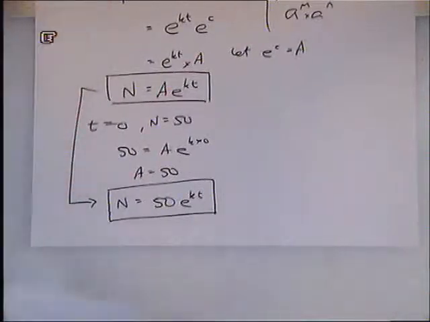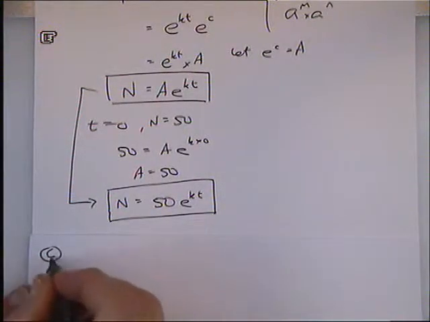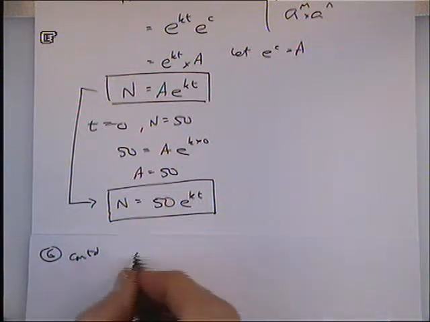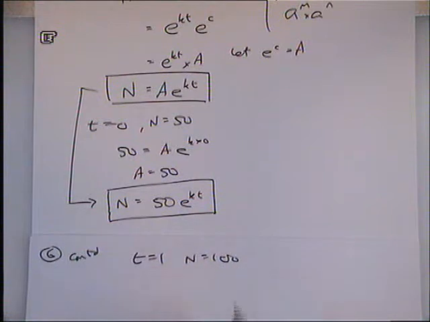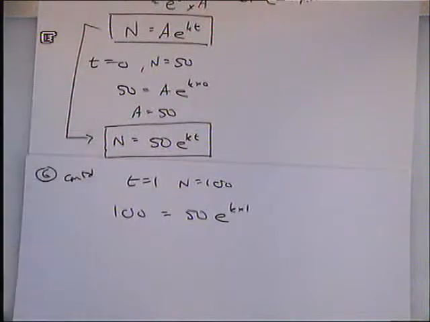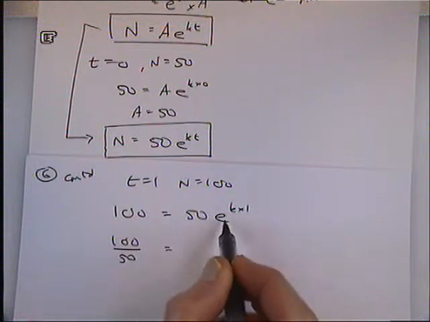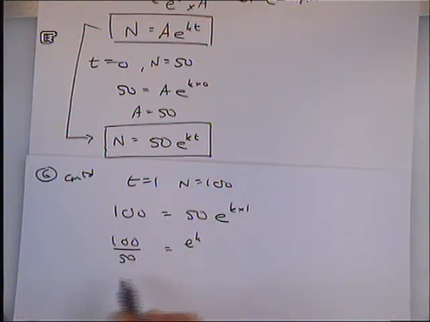Do we have any other information we could use in the question to substitute in and work anything out? If we have a look at the question, is there anything else we can extract? t equals 1 when N is 100. So if we substitute that in now, I get 100 equals 50 e to the k times by 1. Bring that 50 over there, and over here I've got e to the k. Well, that's 2. So I've got e to the k equals 2.